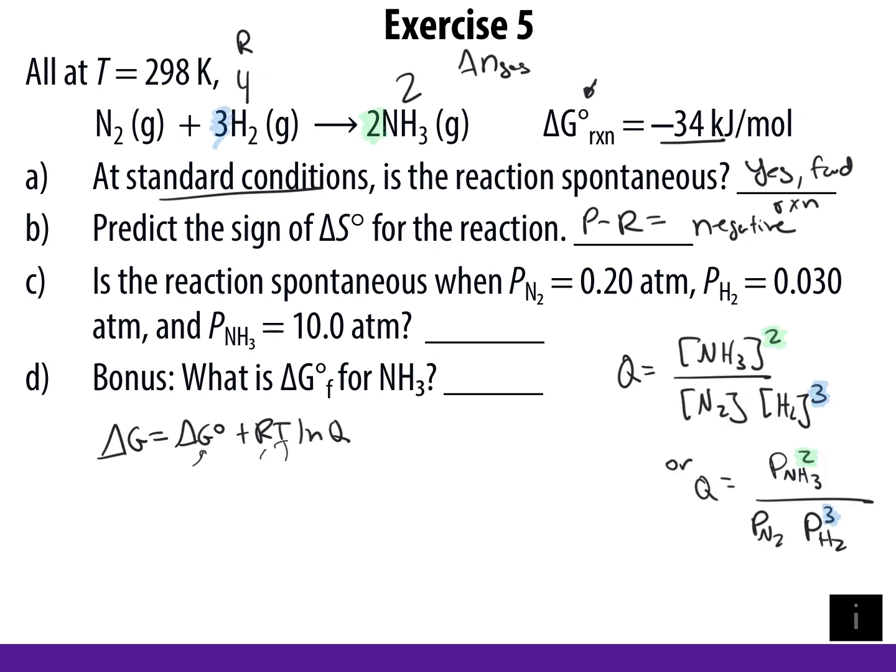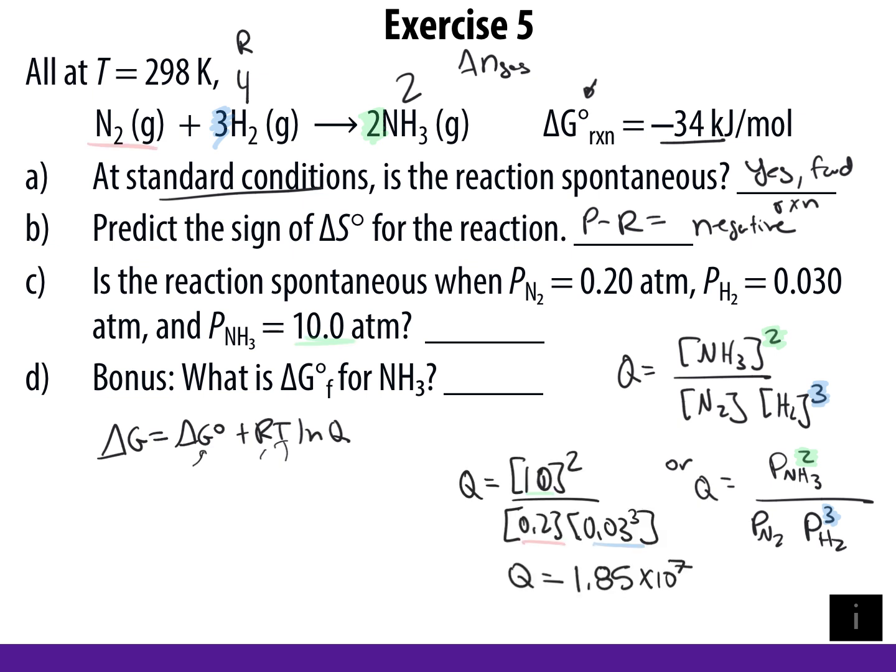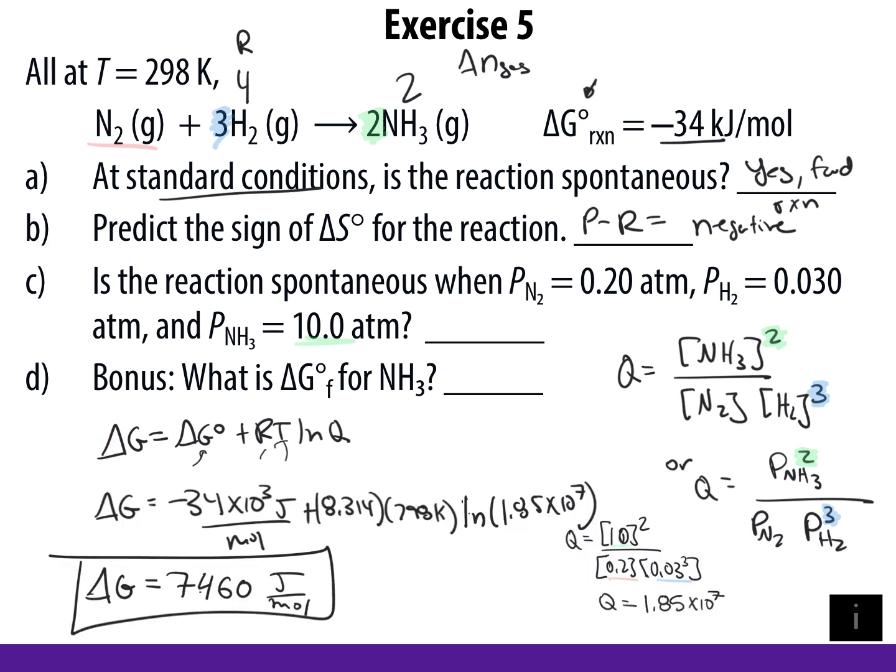We can write that in terms of concentration units. Technically, we are going to plug in pressure units, so maybe it's better to write it as P NH3 squared over P N2 times P H2 cubed. Either way, when you write it down, that's fine, as long as you plug in the values in atmospheres there. When we solve that, we get Q is equal to 1.85 times 10 to the 7th. Then we can plug into delta G. When we plug all of that in, here's the result.